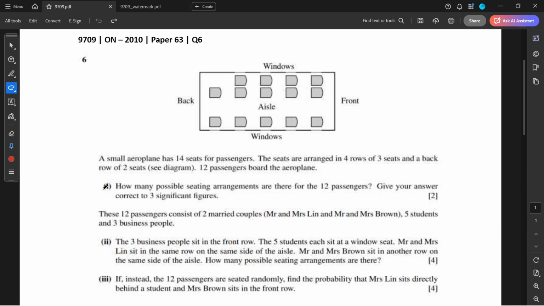However, in the first part, they are asking us how many possible seating arrangements there are for the 12 passengers, giving our final answer correct to 3 significant figures. So yes guys, just pause the video over here, give it an attempt and come back once you are ready.